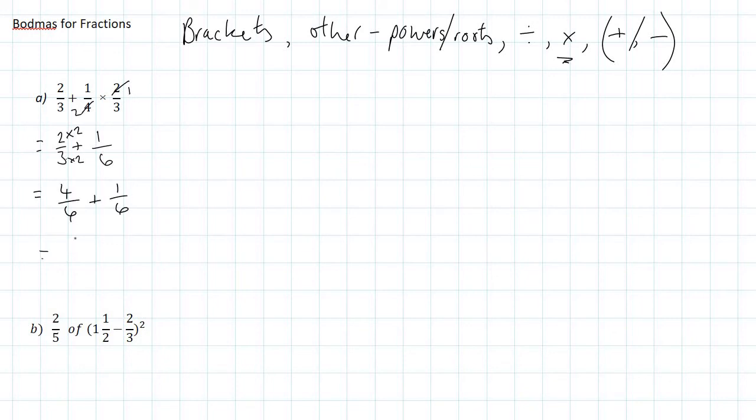Adding on my 1/6, altogether that's 5/6. 4 add 1 is 5. The denominator stays the same. And that's our answer. And we can't simplify that.